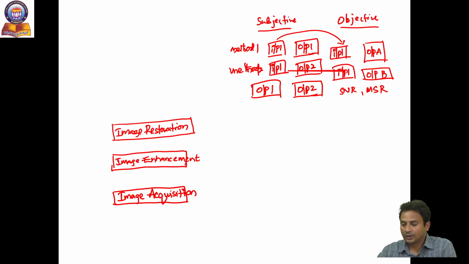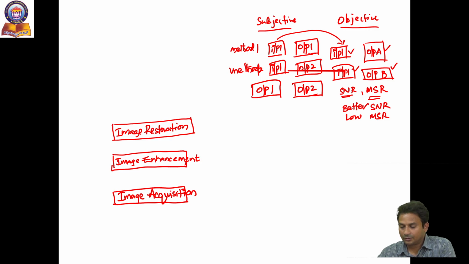For mean square error, we'll take output A and the input, and calculate the mean square error. Similarly, we'll take output B and input 1 and calculate the MSE. We can also calculate the signal to noise ratio of the input image and the corresponding output image. The method that produces a better SNR and a low mean square error will be considered a good restoration procedure.